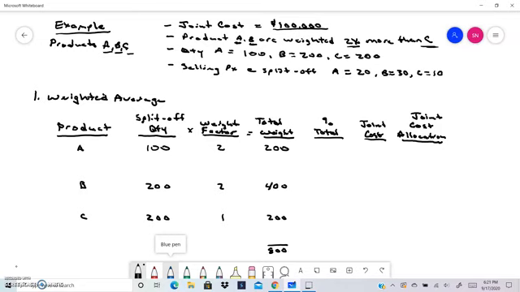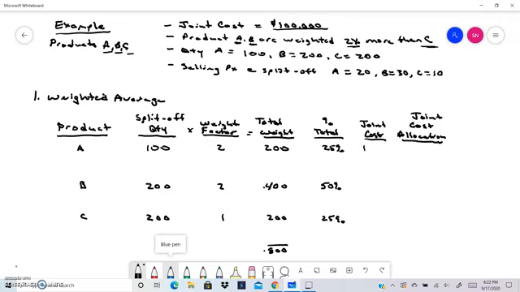So we're going to calculate a percentage. So we're going to calculate the percentage of the weight. So 200 divided by 800, that's going to be 1/4, or 25%. 400 out of the 800, that's going to be 50%. And these are just the column right before this. And then again, 200 out of the 800 is 25%. So that's the proportion of the total weight for each one to the total.